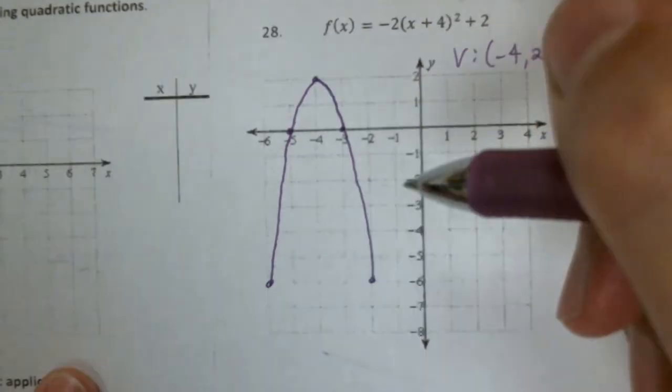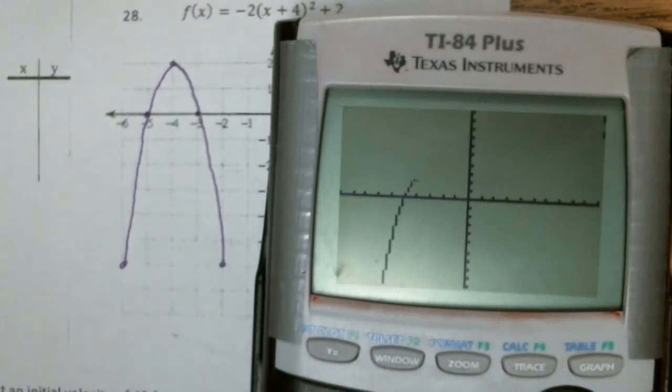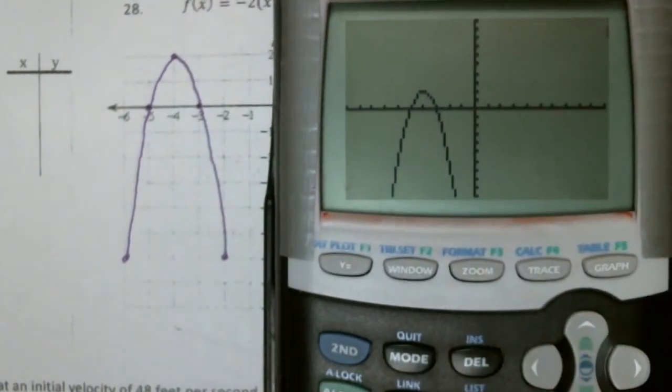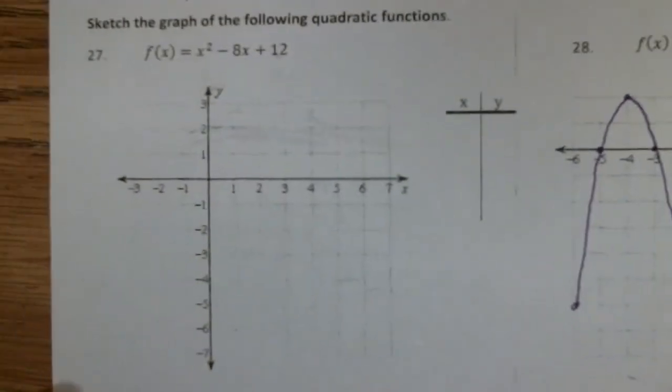How do I know if this is right? Let's graph it and see. Graph. Better look like what I got. Yeah, looks like what I got. So that's good. All right, now 27.